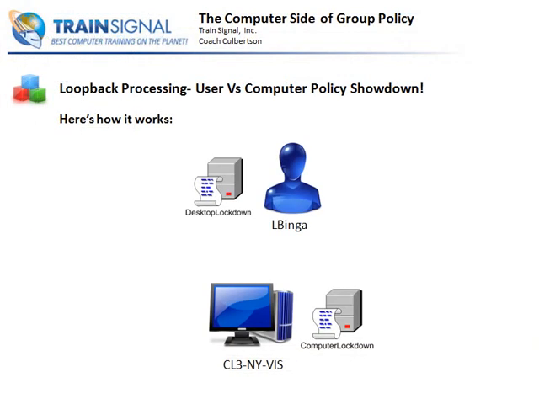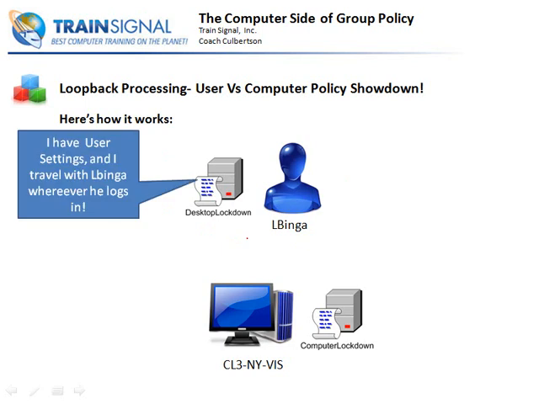All right, loopback processing. Here's how it works, okay? Initially, let's say that we have LBinga here, all right? And LBinga is subject to the desktop lockdown policy. So the desktop lockdown policy says, hey, I have user settings and I travel with LBinga wherever he logs in. All right, well, that's neat. So technically, when LBinga logs into cl3ny.viz, then desktop lockdown user settings would then apply to him, right? Now, under normal circumstances, that's true.